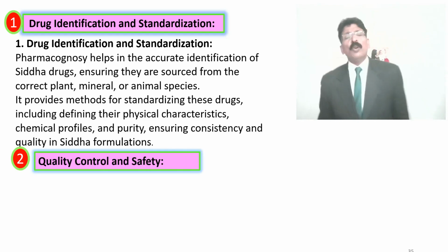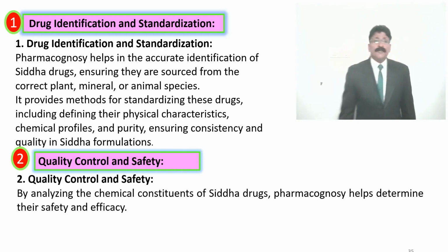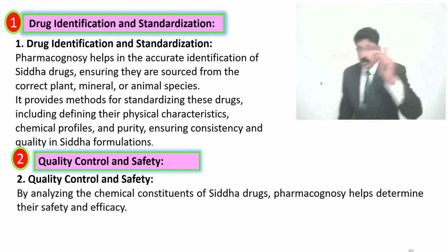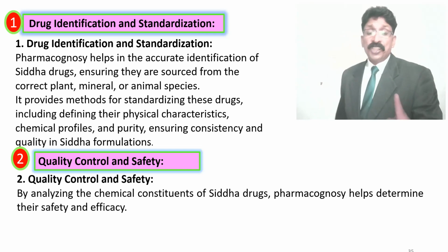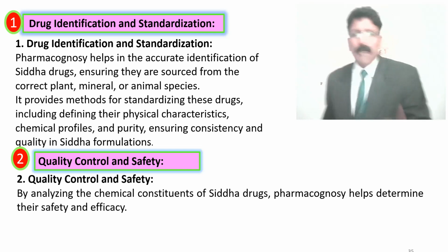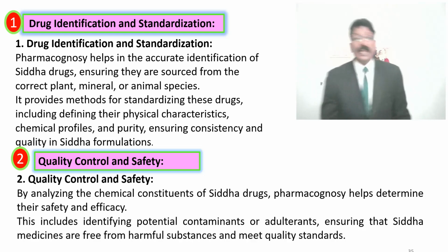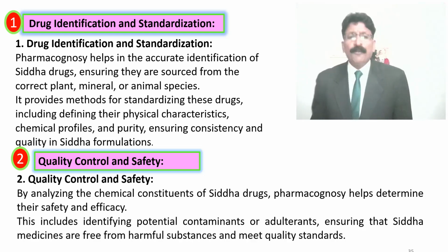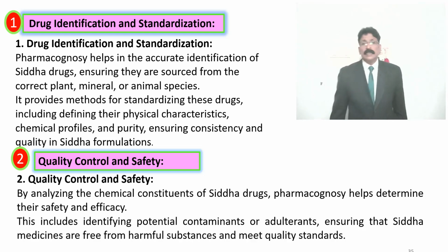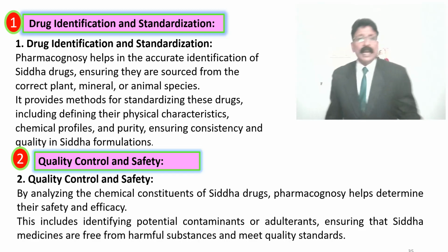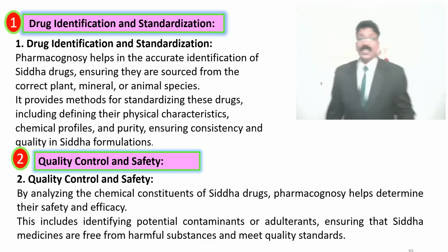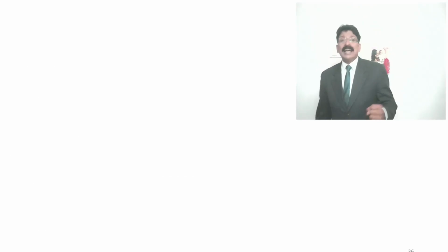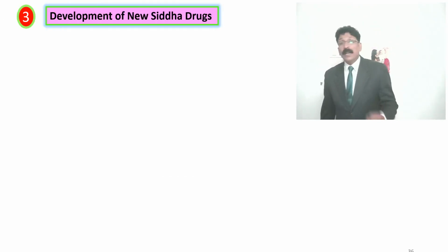Quality control and safety. If you see the role of pharmacognosy, by analyzing the chemical constituents of Siddha drugs, pharmacognosy helps in determining the safety and efficacy. This includes identifying potential contaminants or adulterants, ensuring that Siddha medicines are free from harmful substances and meet qualitative standards. Number 3, development of new Siddha drugs.